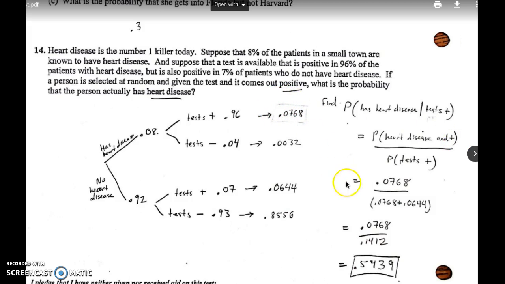So the people who had heart disease and tested positive would be this number up top, 0.0768. That's my numerator. And the people who tested positive would be the 0.0768 plus the 0.0644, because that's everyone who tested positive. When you add those together, you get 0.1412. And when you divide 0.0768 by 0.1412, you get 0.5439, and that is your final answer.